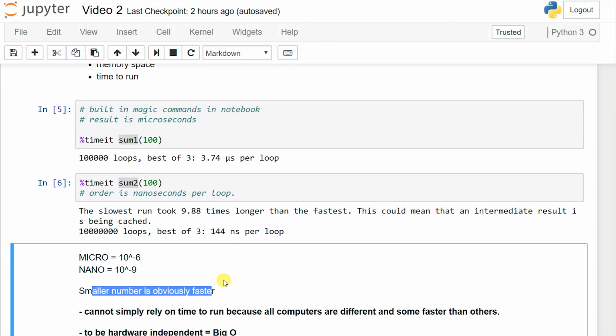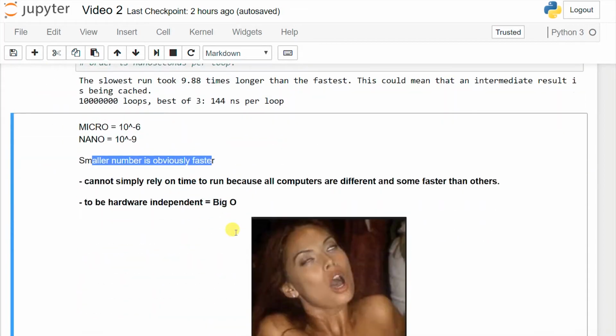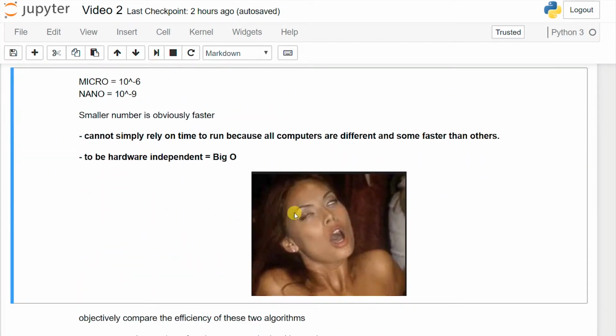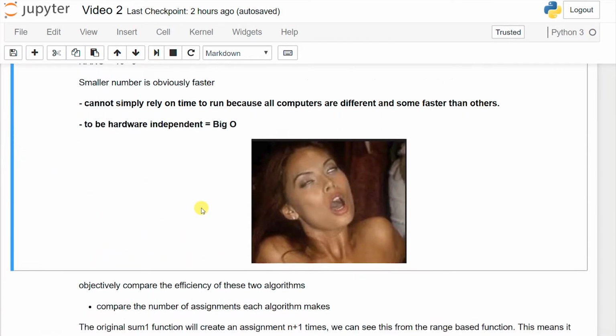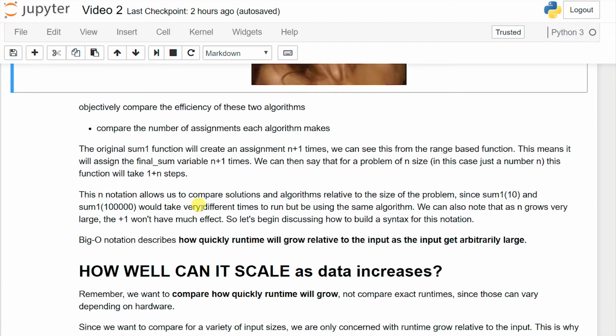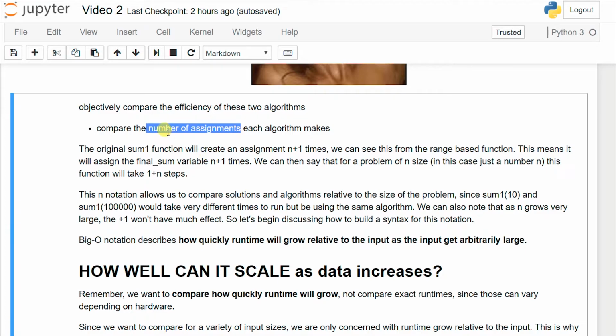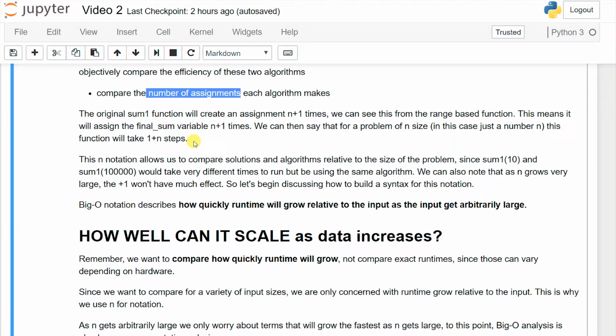Well, that's where the Big O comes in. And that's why I had her here. I mean, it's not this big O, but that is just as important. So the Big O is a way that we can objectively compare the efficiency of those two algorithms. We're going to compare the number of assignments of each algorithm. Now there are some key phrases here that we're going to run through, and this is what I want you to be cognizant of. So we're going to compare the number of assignments that each algorithm makes or has to undergo.